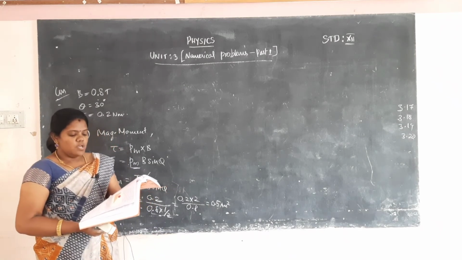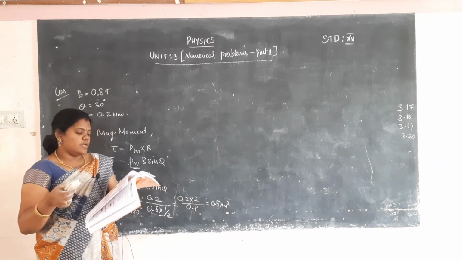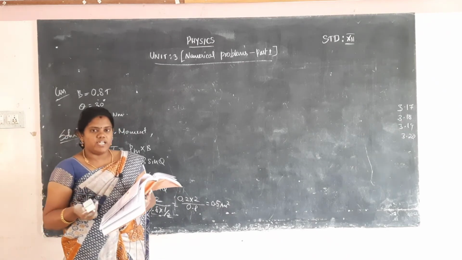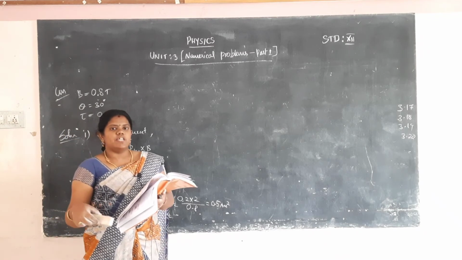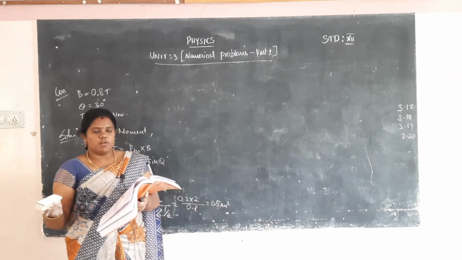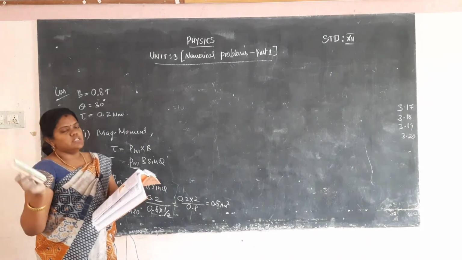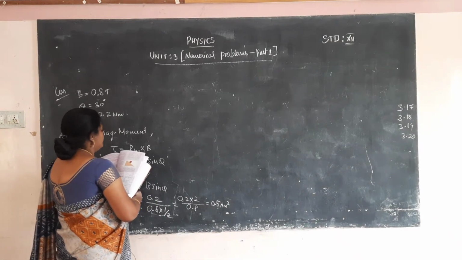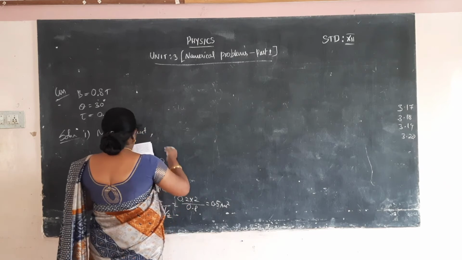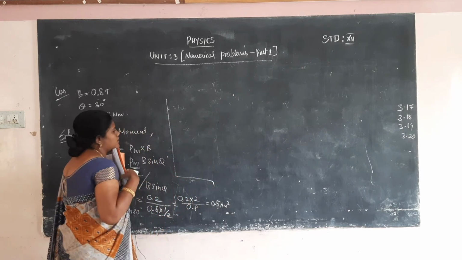The second one is work done we want to calculate. Work done by a magnetic field, moving from the most stable configuration to the unstable configuration. So first we want to calculate the stable configuration and the unstable configuration. Okay. So what's the formula for work done? Work done will always be stored as a potential energy.